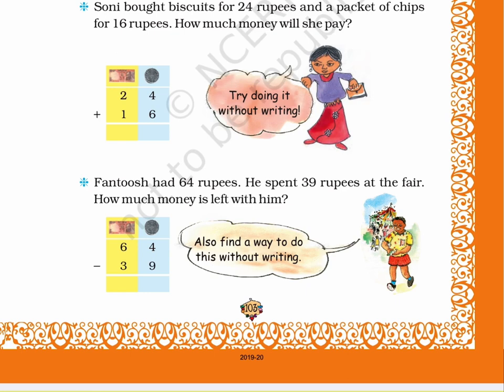Column 2, number 9 is written. And there is a minus sign in front of number 3. Row 3 has both columns with empty spaces for writing answers. Fantoosh, coming out of the fair, is standing at the right side of the table and saying, "Also find a way to do this without writing." Chapter 12 of the total 15 chapters of the book ends here.